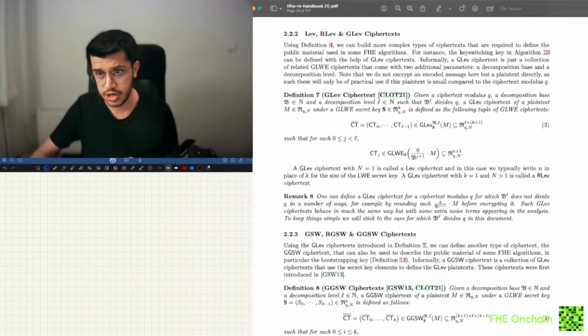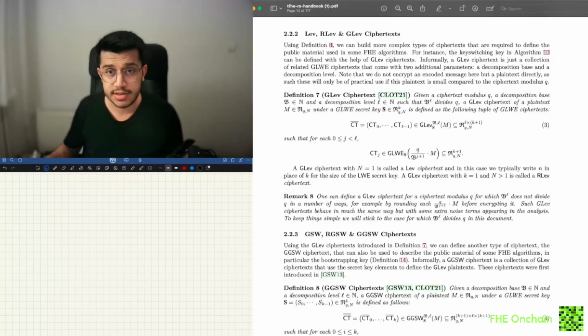Okay, GLev ciphertext, or general Lev ciphertext. Given a ciphertext modulus Q, a decomposition base B in N, and a decomposition level L in N, such that B to the L divides Q, a GLev ciphertext of a plaintext M from the ring under a GLWE secret key S is defined as the following tuple of GLWE ciphertexts. So this CT bar is the GLev ciphertext, but all these CT0 to CT L minus 1 are individual GLWE ciphertexts. So let's see in more detail. It's given by this formula: Q over B to the J plus 1 times M.